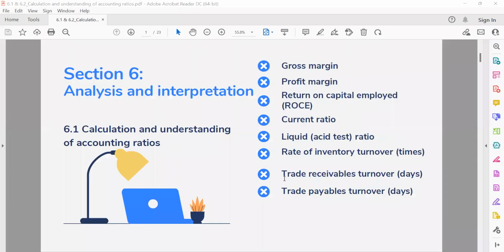We are going to Section 6 now, analysis and interpretation. There are two notes that I prepared for the analysis and interpretation. First one is 6.1, calculation and understanding the accounting ratio. Basically, these notes are more toward formulas that you need to memorize. All of these have formulas which you need to practice and memorize.